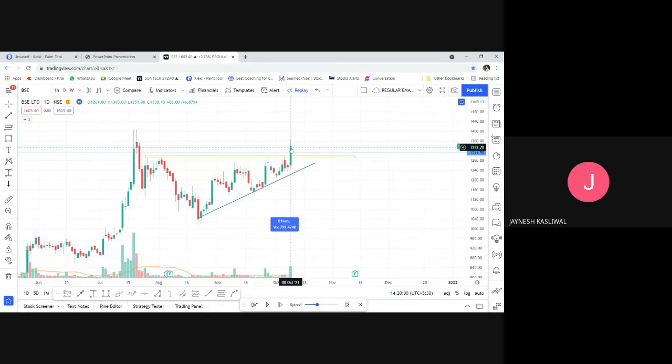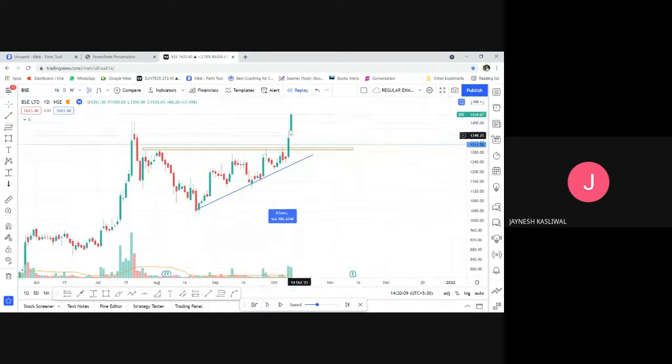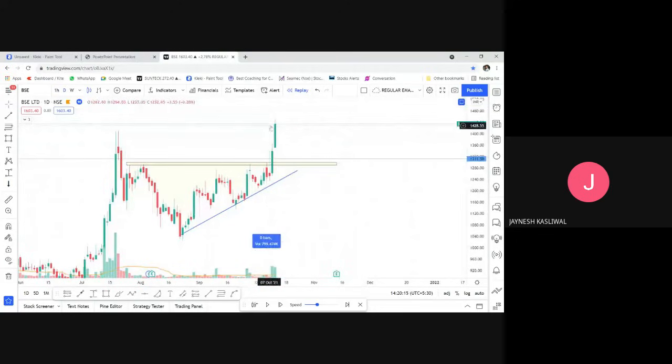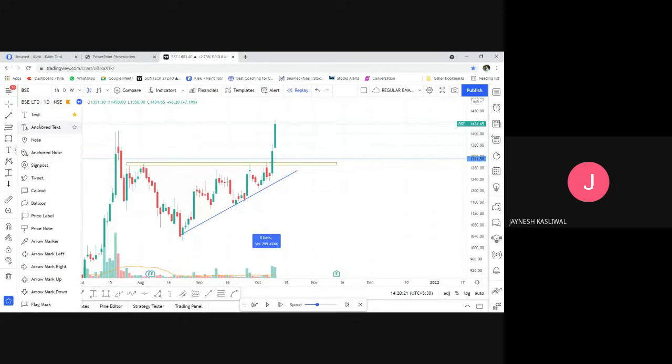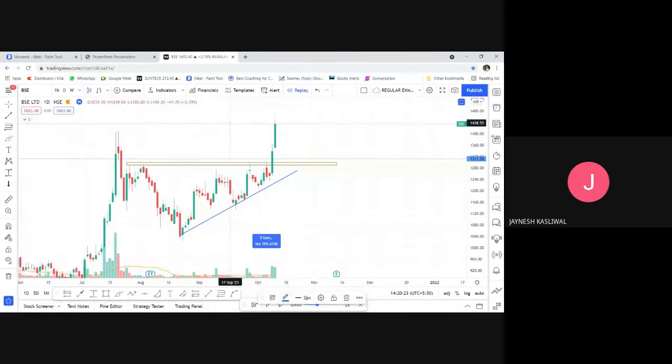Now at the end of the day, I buy 50% of the quantity. Next day, what happens? There is a big green candle, the stock has moved 7% up. Should you go and add here? No, you should never add any stock that has moved greater than 3% from the resistance area.